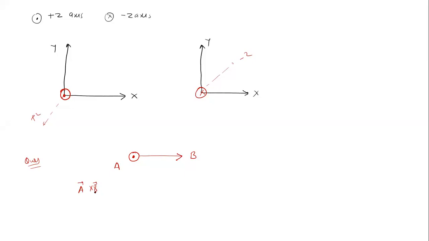Y axis. How did you get the y axis? Tell me. Z means you have to put your fingers towards the z axis. Rotate towards the b vector. Where is the thumb pointing? Y axis, which means the y axis would be in this direction. That is the a cross b direction. This is the y axis, which is the direction of a vector cross b vector.